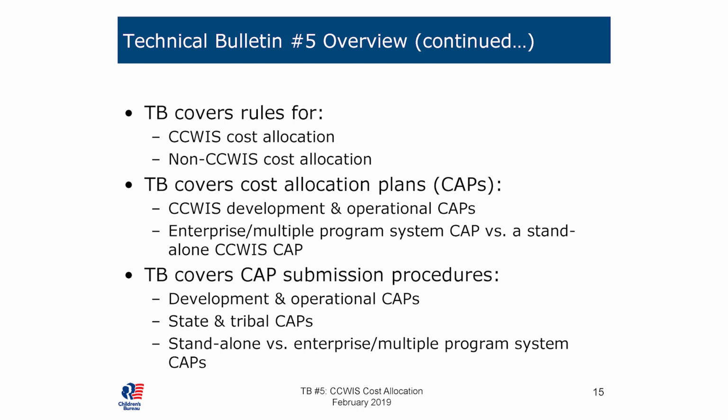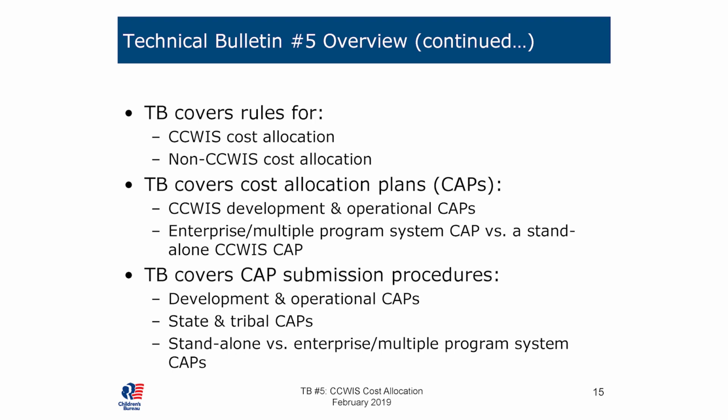In the interest of time, we will focus our discussion on the creation of a CCWIS development cap and applying that plan to your project costs. The process for the operational cost allocation plan is similar and does not differ much from what was done in CCWIS, so we will not review it, but you can review those detailed steps in the TB.